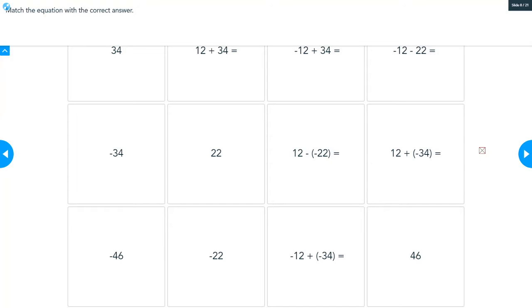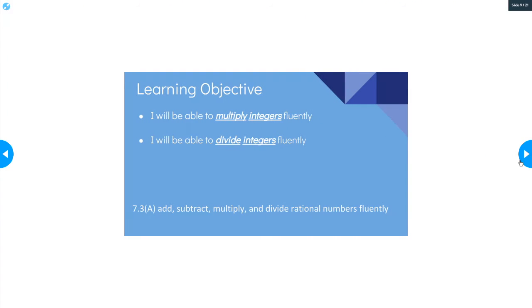Let's go to the next slide in 3, 2, 1. I'm going to count down every time I switch to the next slide, so you have time to pause and work on your lessons.